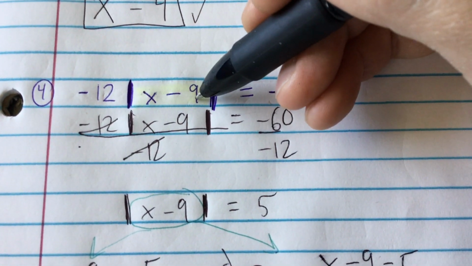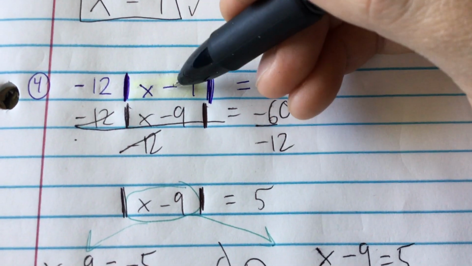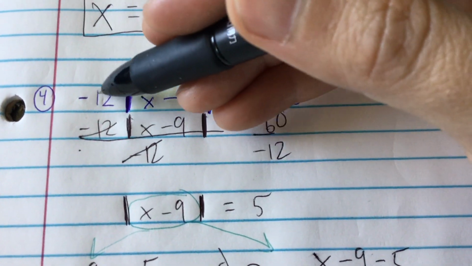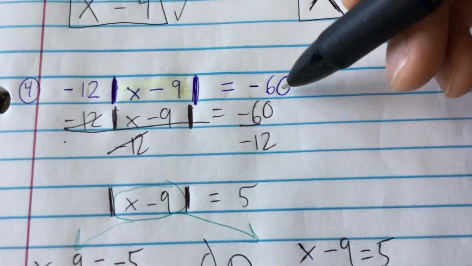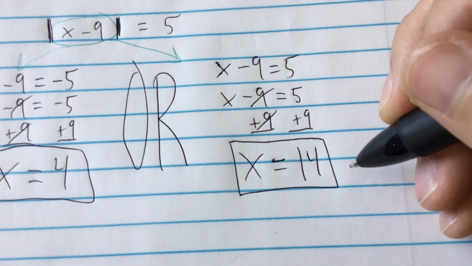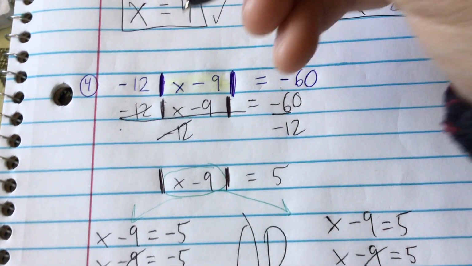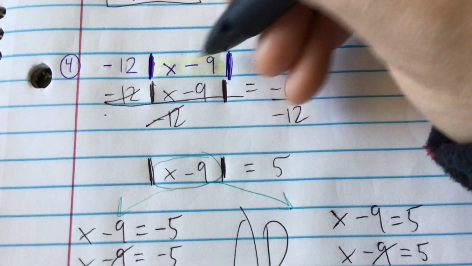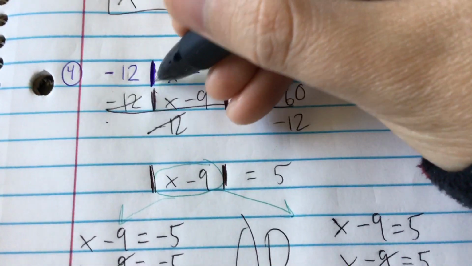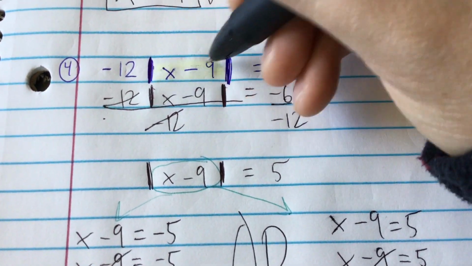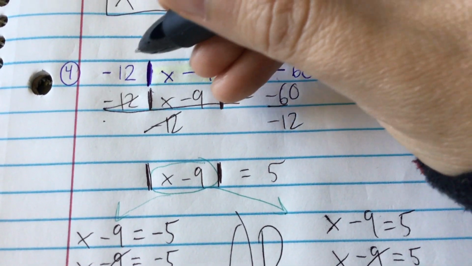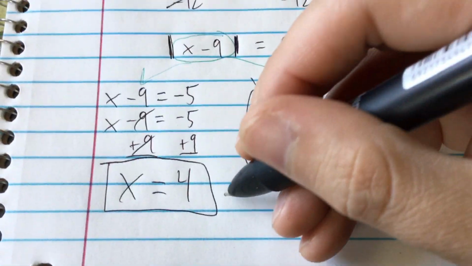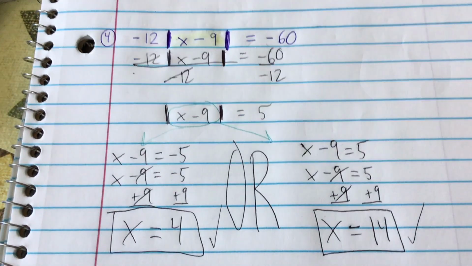14 minus 9 is positive 5. The absolute value of positive 5 is still positive 5. Then negative 12 times positive 5 is equal to negative 60. That is true. Let's plug in x equals 4 now. 4 minus 9 is negative 5, but the absolute value of negative 5 is still positive 5. Negative 12 times positive 5 is negative 60, and that's what we wanted. So two ways of getting the same exact solution set.